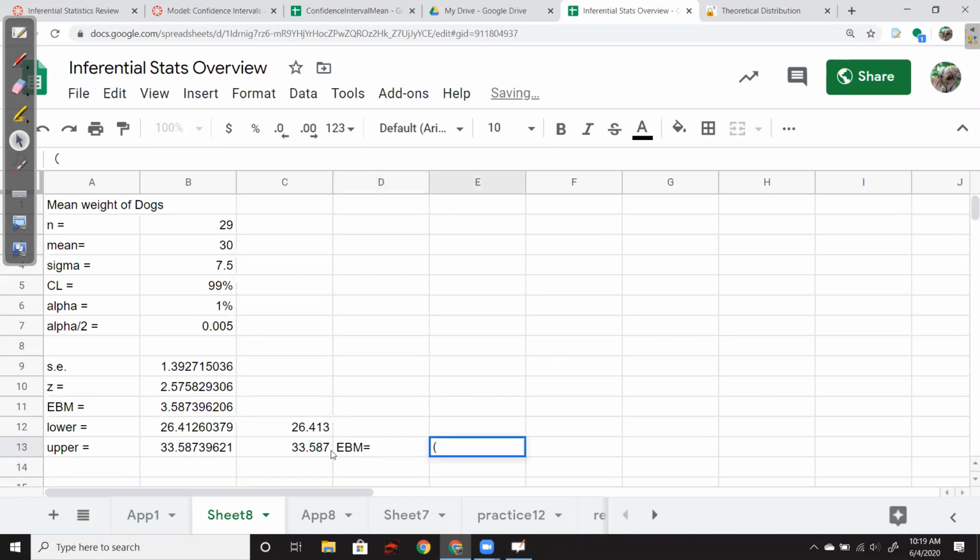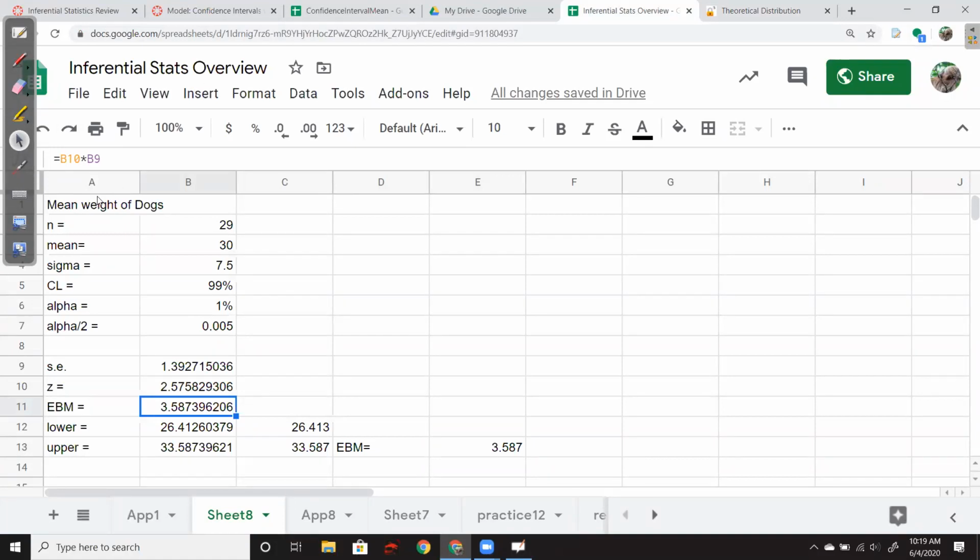I would find out how far apart they are. Oops, equals parentheses, big minus little, and then divide by 2. So either on a calculator or a spreadsheet, you have to do that. And it says here the margin of error should be about 3.587, and that matches, let's see, error bound right here, 3.587.